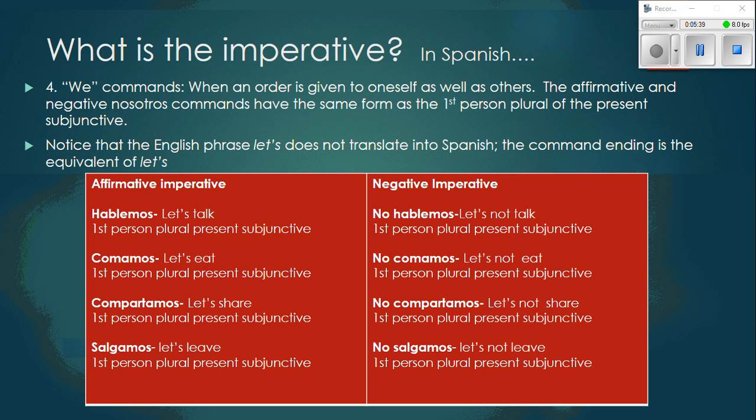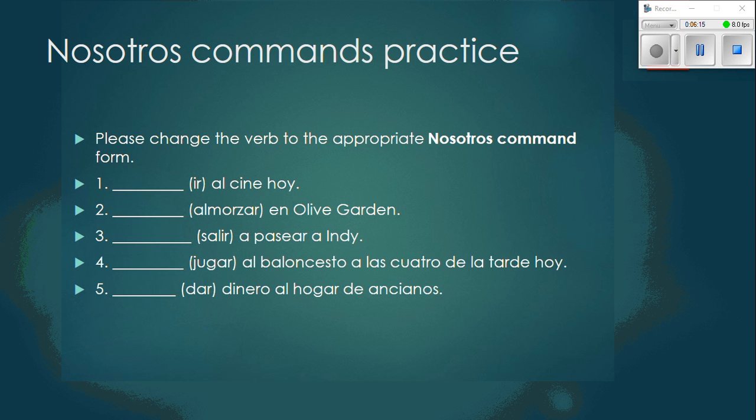In we commands, nosotros commands, when an order is given to oneself as well as the others, the affirmative and the negative nosotros commands have the same form as the first person plural of the present subjunctive. Please notice that in English the phrase let's does not translate into Spanish. The command ending is the equivalent of let's. Hablemos, comamos, compartamos, salgamos. No hablemos, no comamos, no compartamos, no salgamos. Please practice some nosotros commands here before continuing.